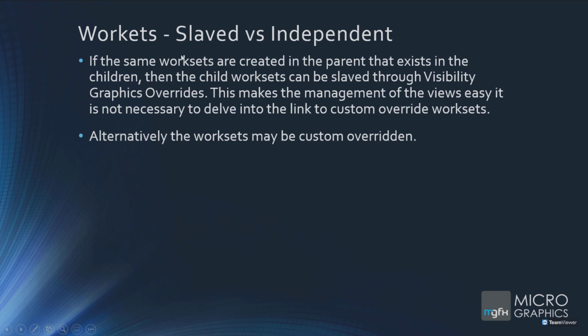Worksets, slaved versus independent. If the same worksets are created in the parent that exist in the children, the child worksets can be slaved through visibility graphics overrides. This makes the management of the views easy. It's not necessary to delve into the link to custom override worksets. If you don't have to manage something repeatedly by diving into the links, you can manage it from the parent. That's much easier. And alternatively, the worksets may be custom overridden. That's when you have to open the link and manipulate the worksets inside the link.